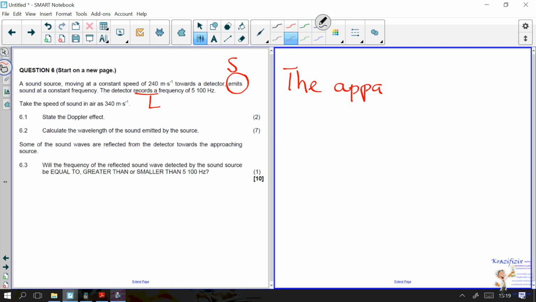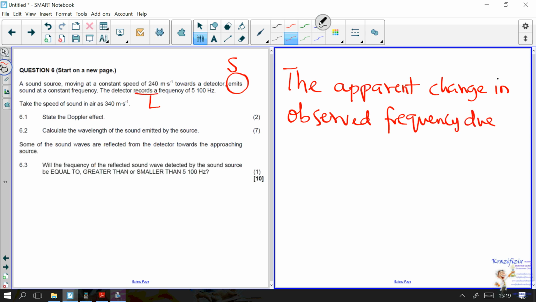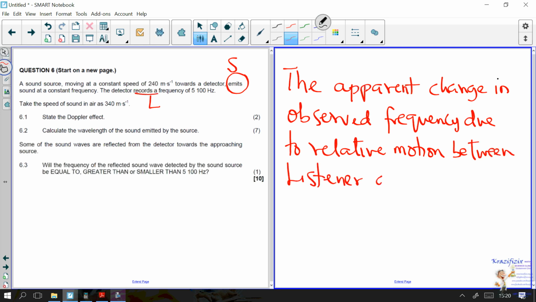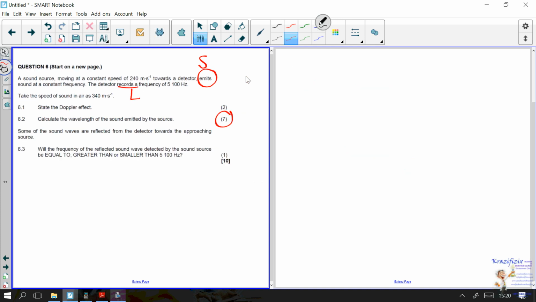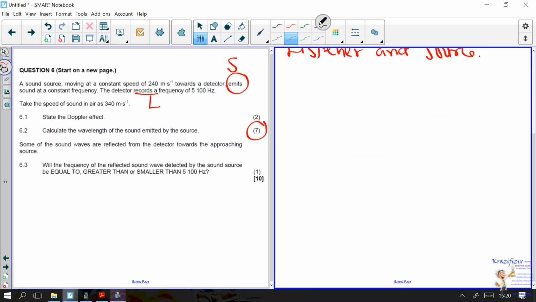The apparent change in observed frequency due to relative motion between the listener and the source. Now 6.2, calculate the wavelength. Some of you are scared. You see the questions and then you start screaming. Guys, how we do this to make life easy, let's check quickly.